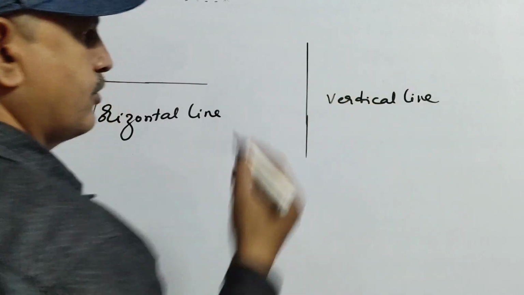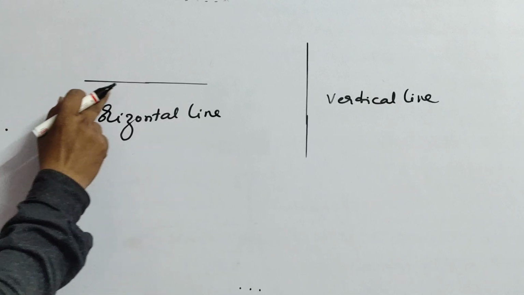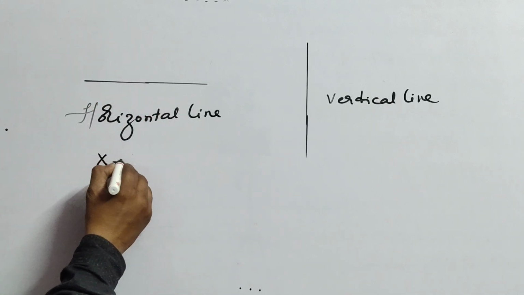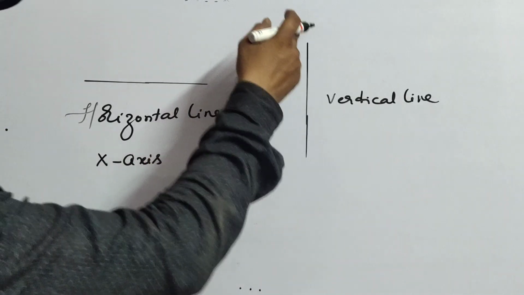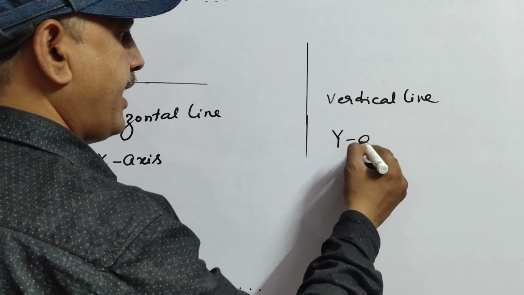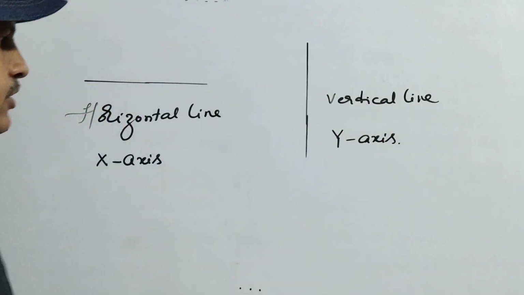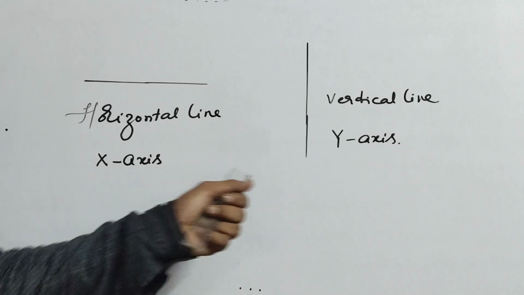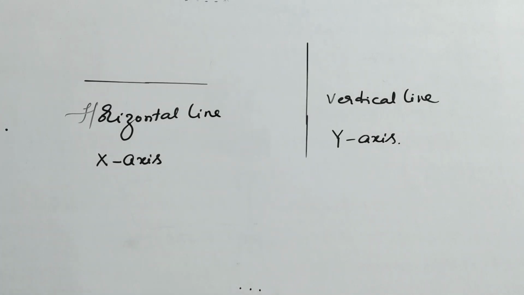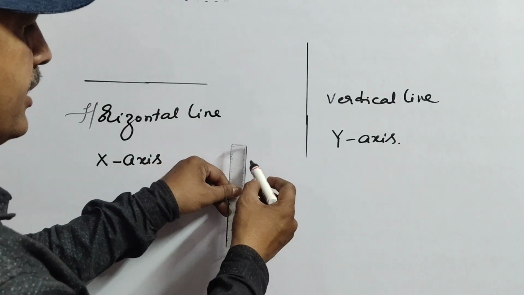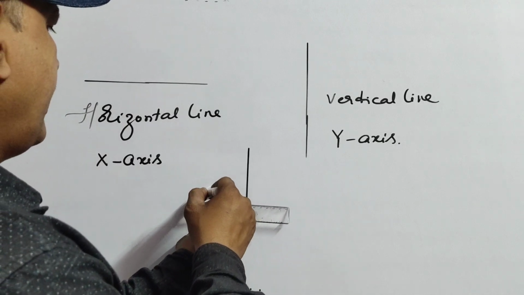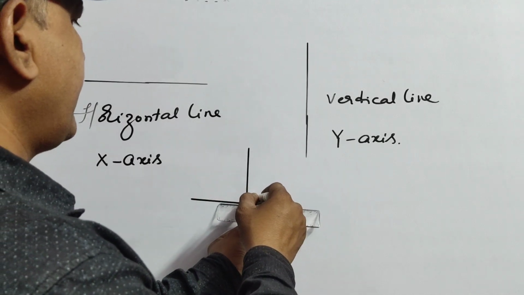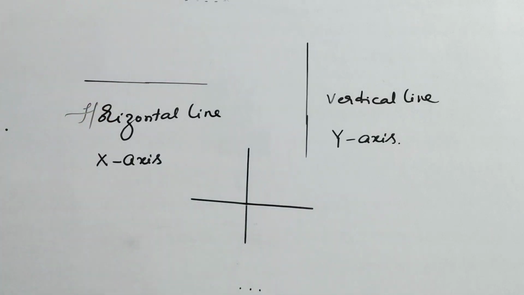Vertical line. Okay. Now the horizontal line is called the x-axis, whereas the vertical line is called the y-axis. Okay. The horizontal line is called the x-axis and the vertical line is called the y-axis. Okay. See here. Here the vertical line and the horizontal line both intersect like this.